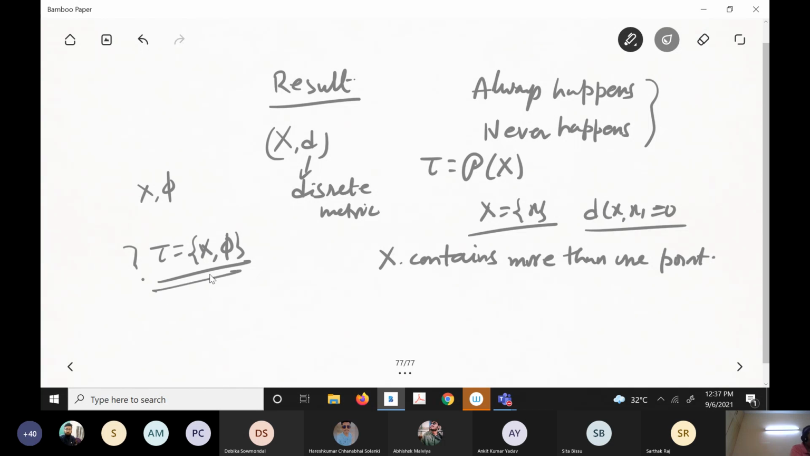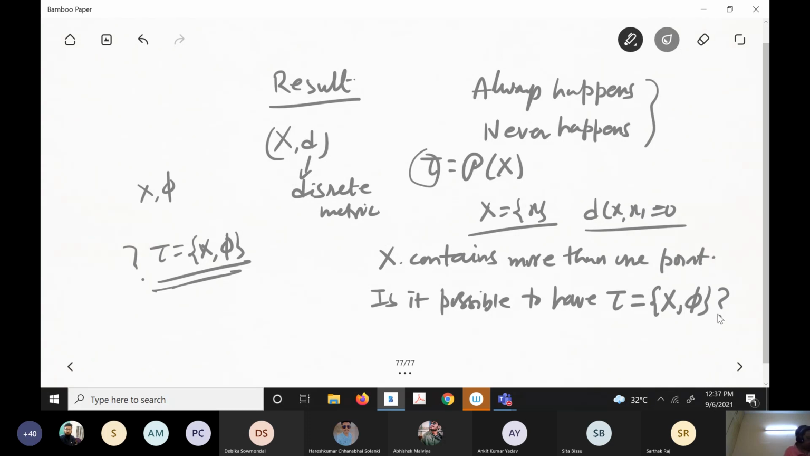Look, this is the smallest possible thing because X and phi are always open by definition. So if you have any tau, tau will have to contain this. I'm asking whether tau can be only this much, when X contains more than one point. Is it possible to have that the only open sets are X and the empty set? Think about it.